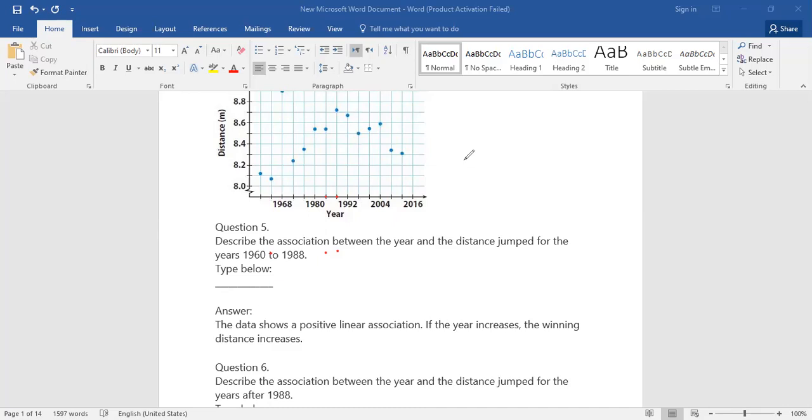Okay, let me answer by myself. No one wants to add. After 1988, it became like negative. It kind of became negative, not positive. Do you agree with that? It becomes negative, but then it goes up and then it goes down again.